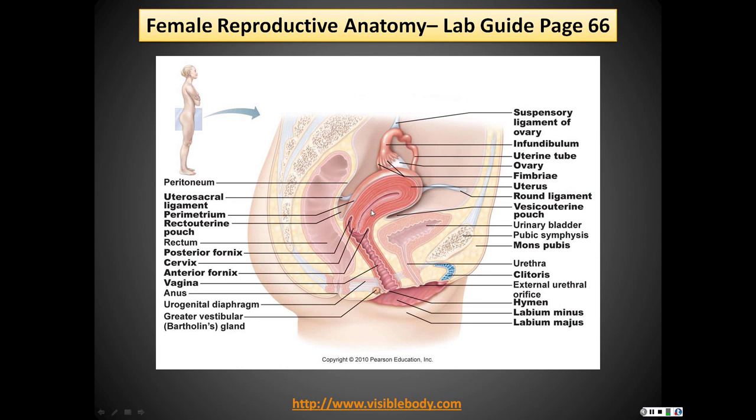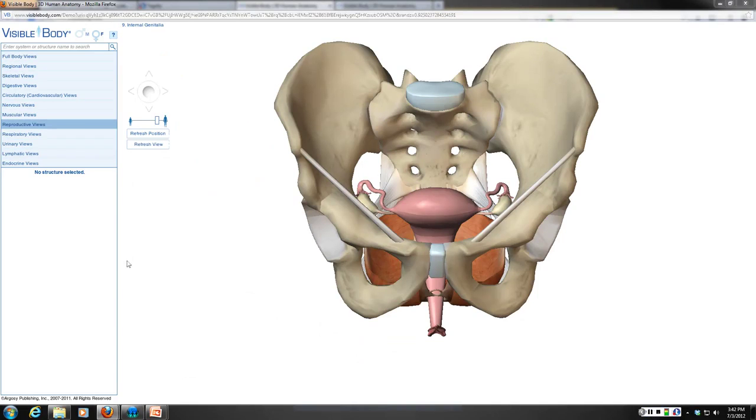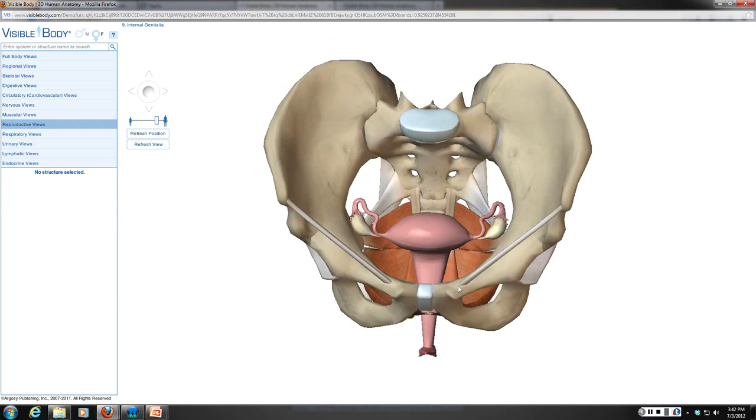All right, let me pause this just for a second while I get Visible Body loading. Hang on. All right, so this is a Visible Body view of the internal structures of the female reproductive system that I have chosen. And if you are using Visible Body under the female reproductive views, this is number 9, internal genitalia. But of course, Visible Body has lots of different views that you can take a look at.